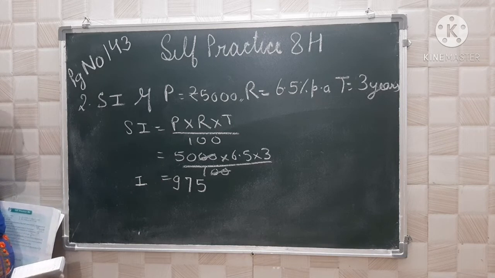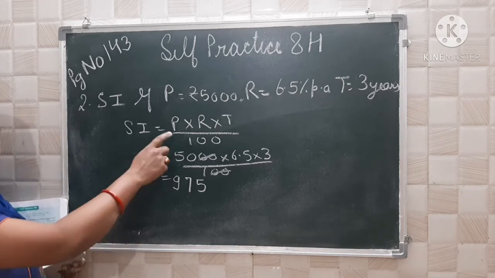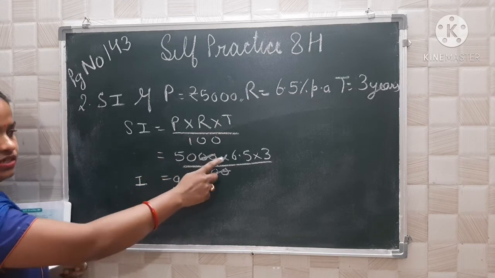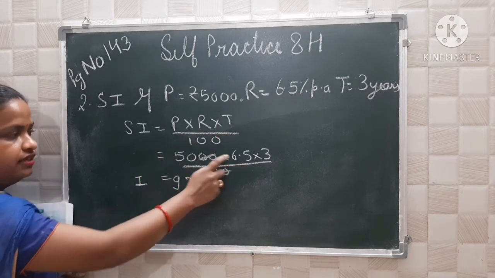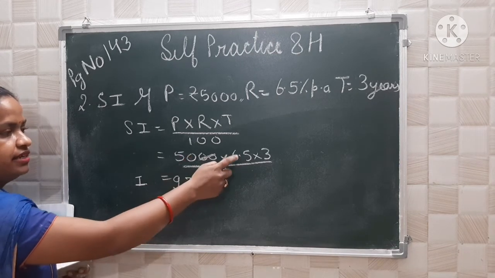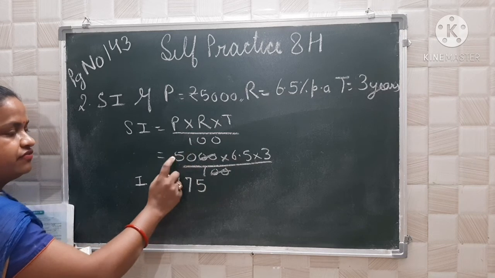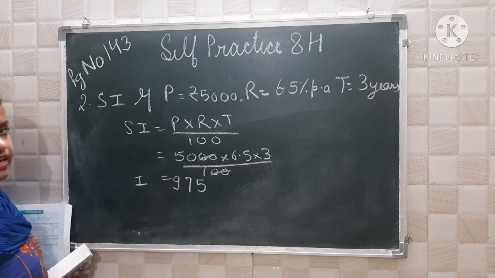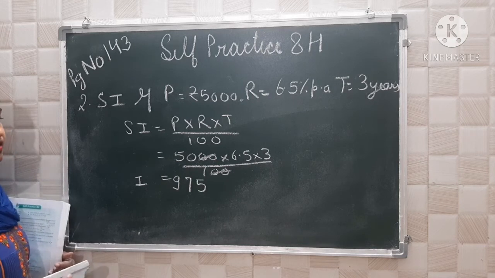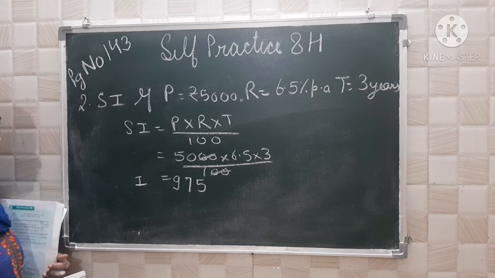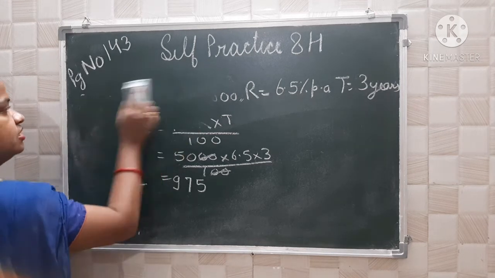Once more you can see, SI is equal to P into R into T upon 100. Means 5,000 into 6.5 into 3. The zeros will be cancelled out. By removing the zeros, the decimal will be removed. 5 3s are 15, 15 5s are 75, 15 6s are 90, and 90 plus 7 is 97. So what will be your interest? 975. Clear?